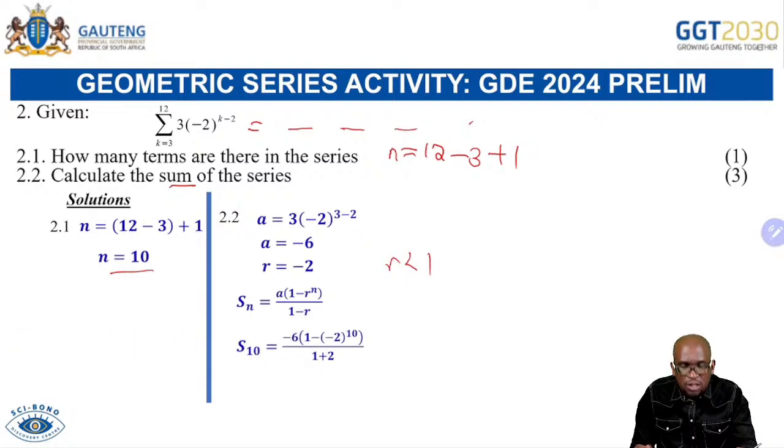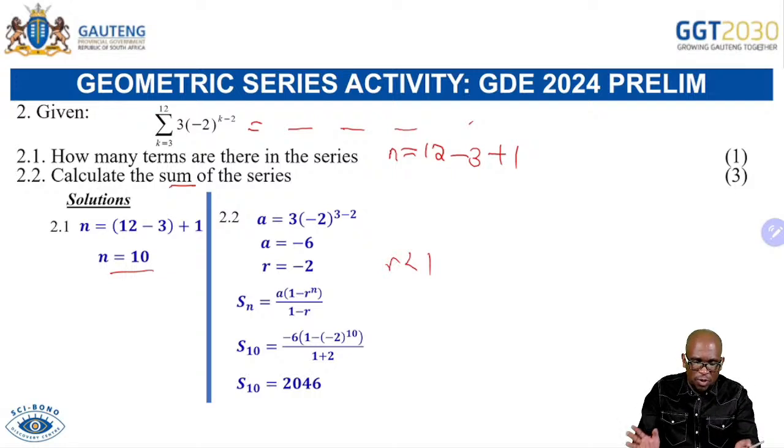So now in doing that, we substitute those values there, and we get that the sum to 10 terms is 2046. So this becomes bigger and bigger. It is diverging as opposed to converging. Right, that's how you're supposed to work that out.